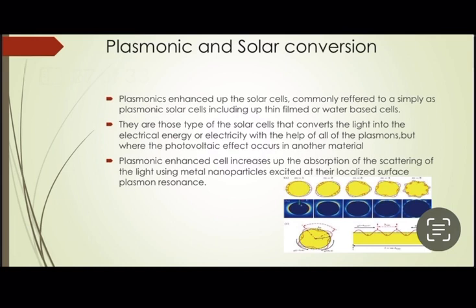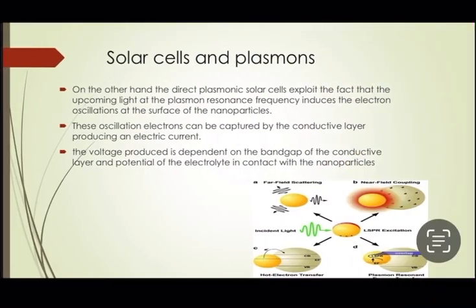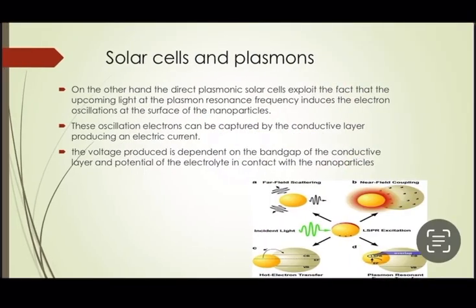Basically, we know the plasmonic-enhanced solar cell, commonly referred to simply as the plasmonic solar cell, including thin film or wafer-based cells. They are those solar cells that convert the light energy into electrical energy or electricity with the help of the plasmons, but where the photovoltaic effect occurs in another material. Plasmonic enhancement increases the absorption and scattering of the light using metal nanoparticles excited at their localized surface plasmon resonance. Solar cells and plasmons. Basically, we came to know about this.